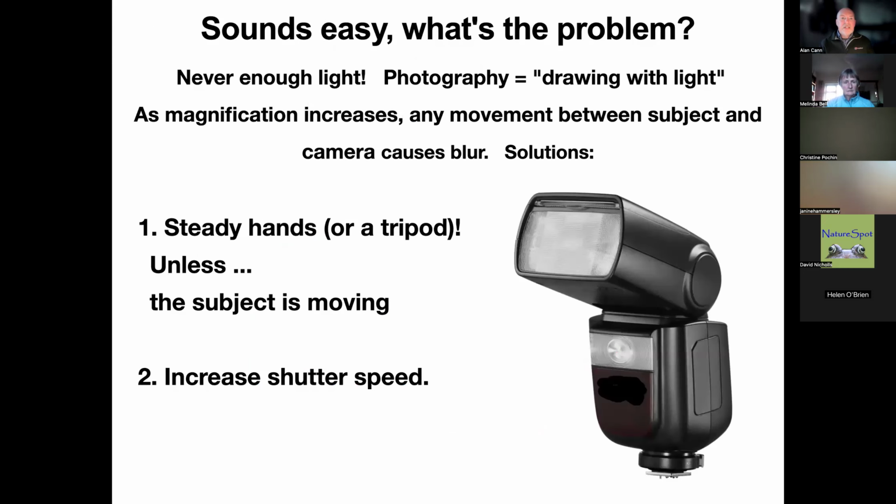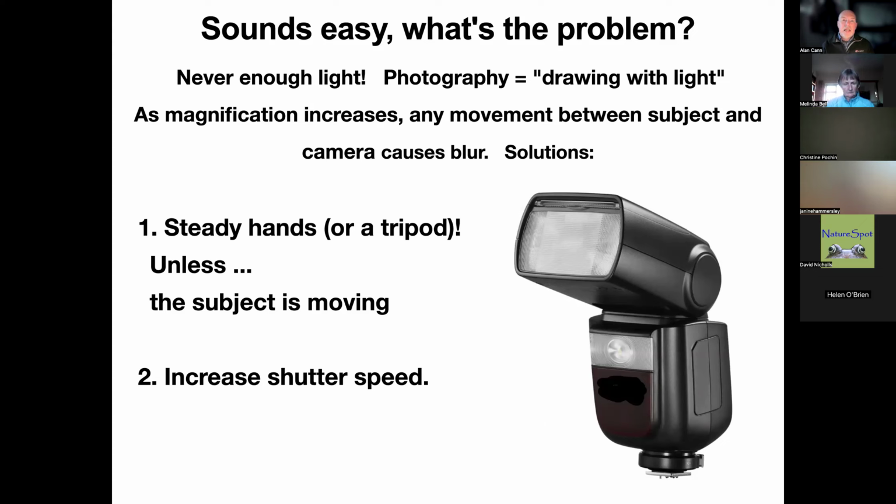So it sounds fairly straightforward. Why is it so difficult? Well, there's a couple of reasons why it's so difficult. One of the main problems that dogs macro photography is you never have enough light. Well, with one exception, you never have enough light. Photography actually means drawing with light. And so one of the problems is illumination, and there are a couple of reasons why that's difficult, and I'll talk about some of those as we go through.